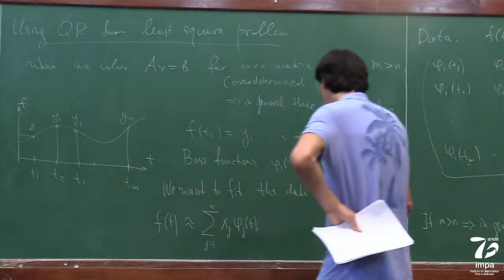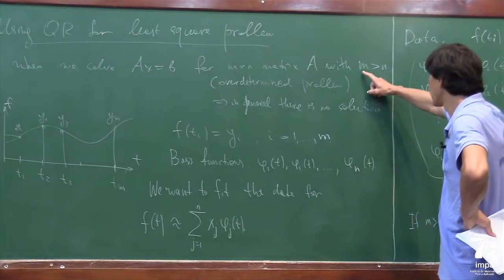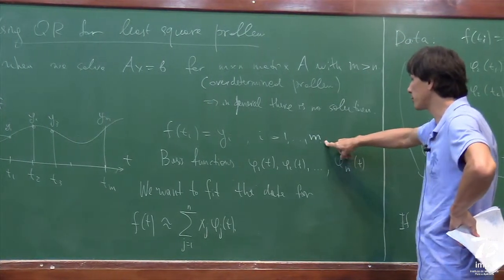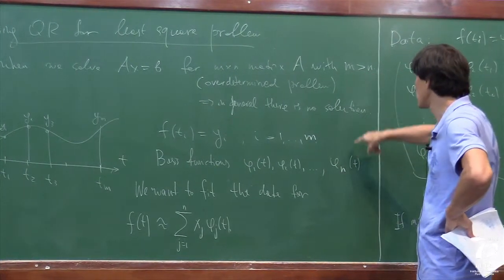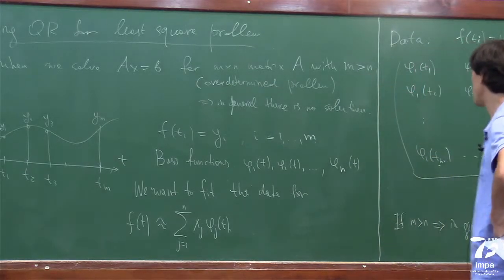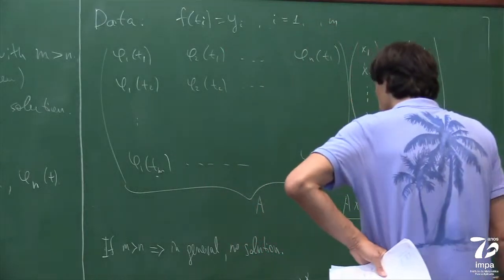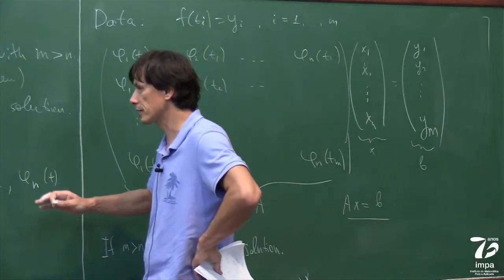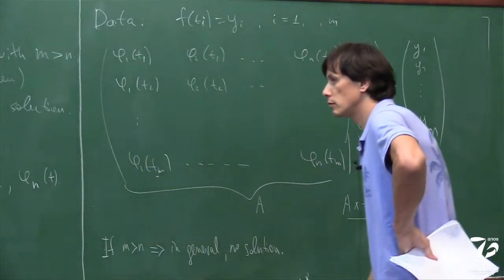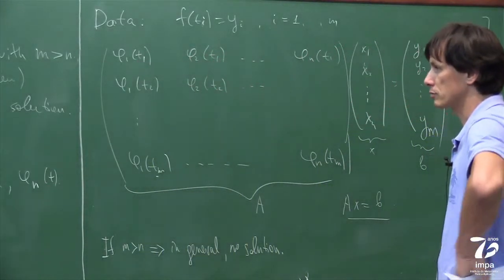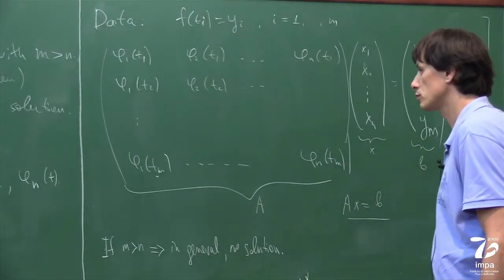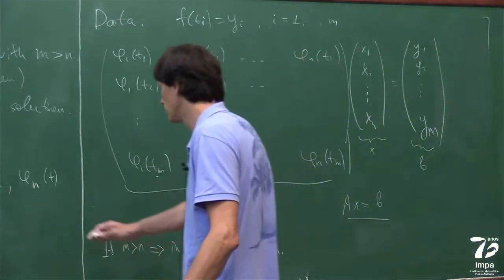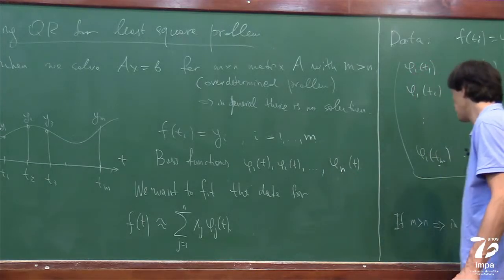Yeah, that's correct. So you see, we need to have more data, M. The M is the number of data points, and N is the number of functions. So if data points are bigger than N, in general there is no solution. This is because we don't have enough functions to fit it exactly. But often it's not good to fit it exactly, because points may have errors. So often it's good to have fewer functions.